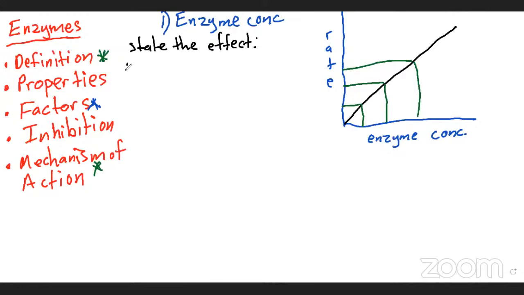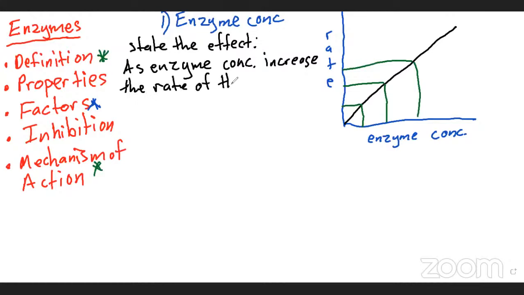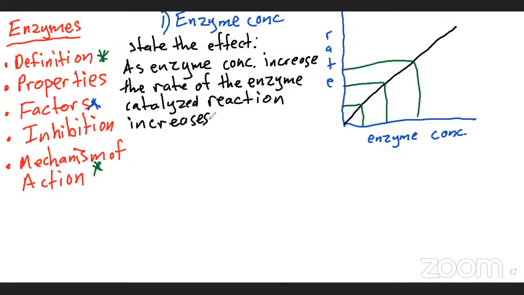All you need to say is: as enzyme concentration increases, the rate of the enzyme catalyzed reaction increases. Notice I did not offer any explanation because all they said was to state the effect. So the effect is as the concentration increases, the rate of the reaction also increases. Now, if they ask you to explain, that is where we tell what is actually happening.